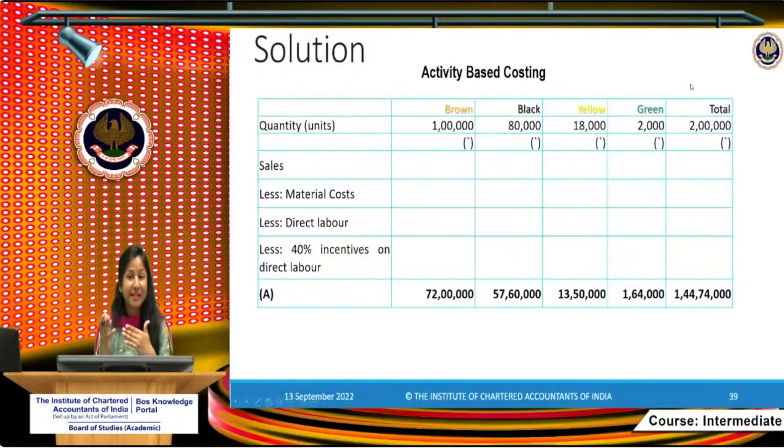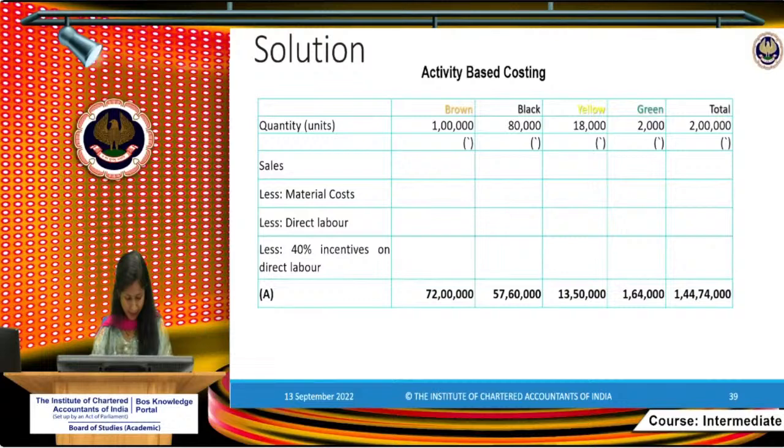What is the next step you usually do in the exam after solving the cost driver rate? Now you need to find out the actual profits. For that, you need to draw the activity-based costing graph or table, whatever you want to call it, where you will allocate all the cost rates, whether direct or indirect cost, to different products, and then find out the actual profit. Okay. Quantity.